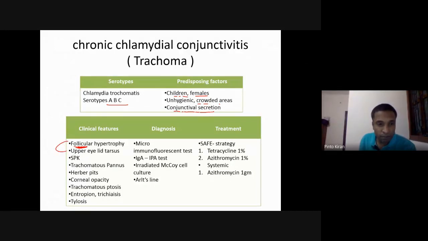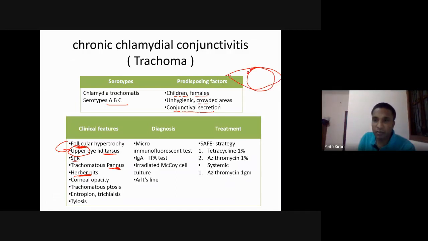Then here in a chronic conjunctivitis, you will have an upper lid involvement. Okay, especially the tarsal conjunctiva. Again, they will have SPKs. They will have a pannus formation. You should know, and you should know what is a Herbert's pit. See, whenever this is the cornea, you have a conjunctiva here.